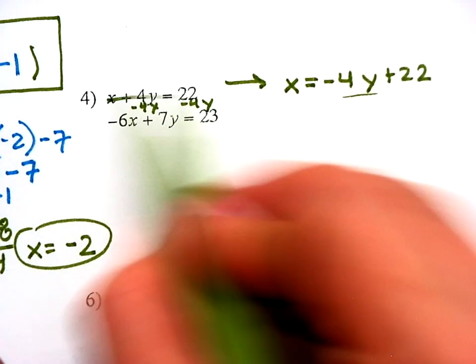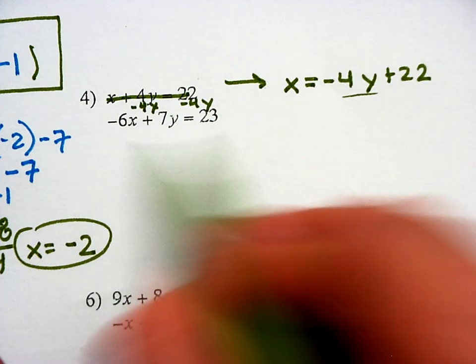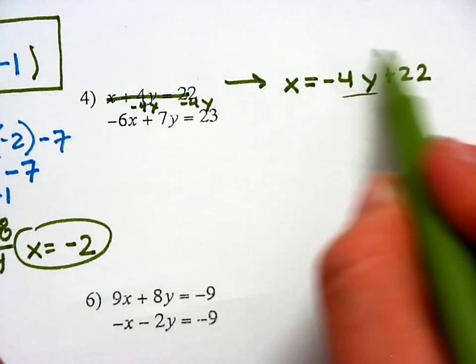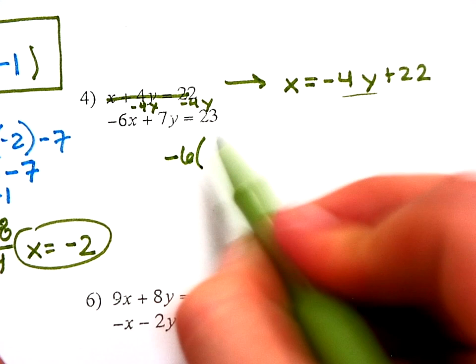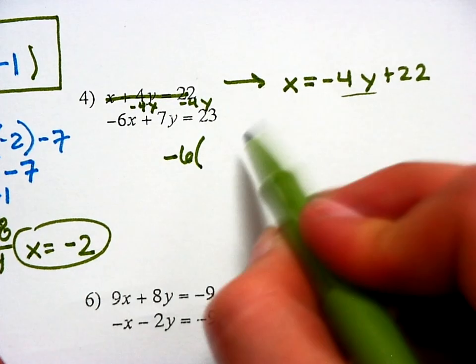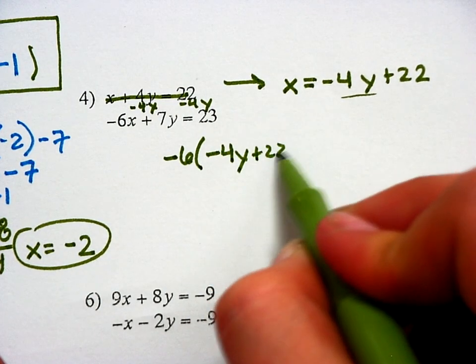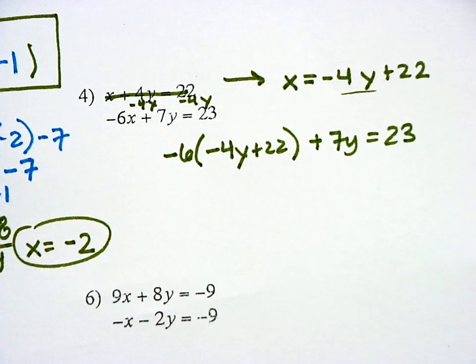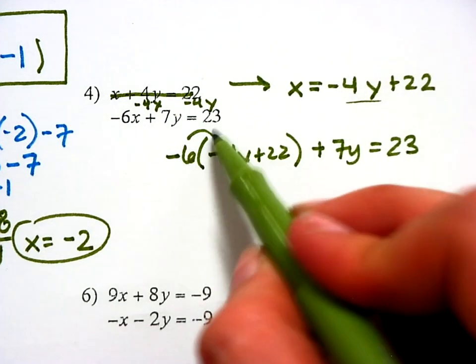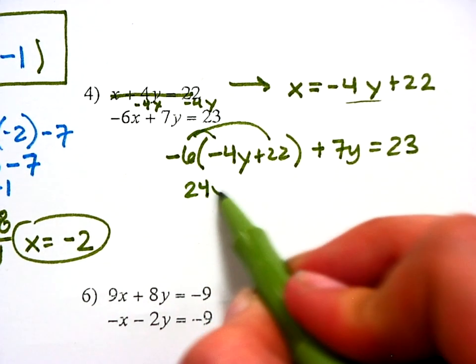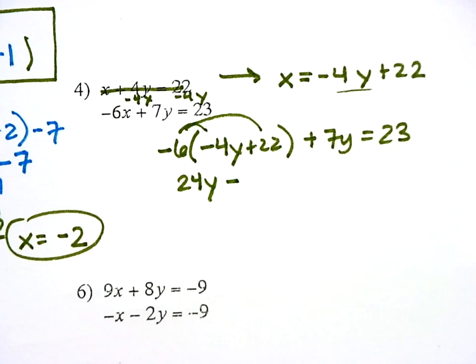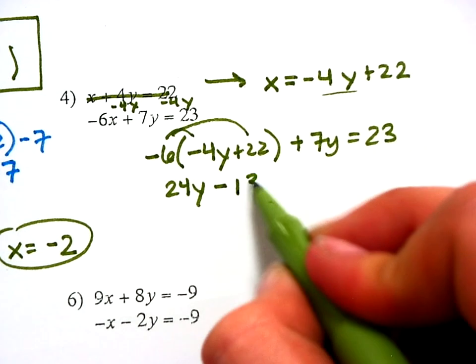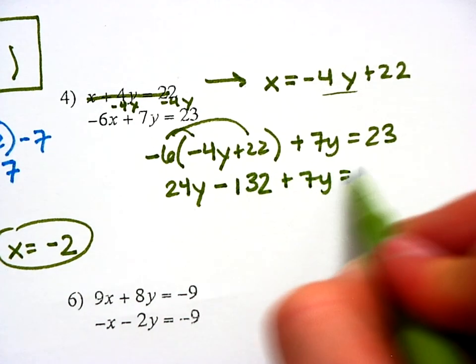Okay, so we're going to cross that out. We're done with that one. We're going to take this equation and I'm going to rewrite it, but I'm going to rewrite this for x. So negative 6 times, and then instead of x, write this whole piece, negative 4y plus 22 plus 7y equals 23. All right, so don't forget, you got to distribute first. So I've got positive 24y minus 22 times 6, so you may need to do that in your calculator. So that's going to be minus 132, and then just write everything else.